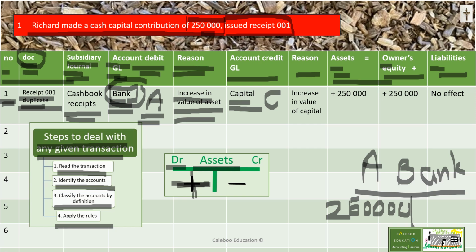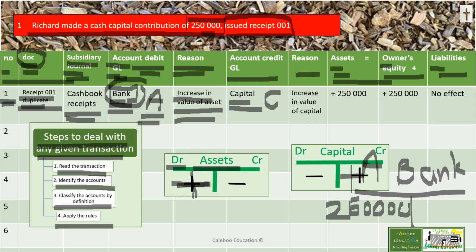The account that is credited is capital. If I apply the rule, you can see it. There's a plus on the credit side of capital. An increase in capital, the account must get credited. Remember, we're looking at all these transactions always from the business point of view. So from the point of view of Calibre Education, why was capital credited? Because the rule says if there's an increase in value of capital, the account gets credited.